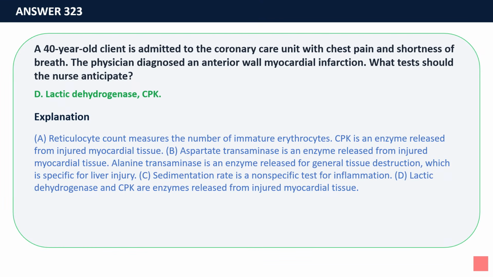Answer: D. Lactic dehydrogenase, CPK. Explanation: A. Reticulocyte count measures the number of immature erythrocytes. CPK is an enzyme released from injured myocardial tissue. B. Aspartate transaminase is an enzyme released from injured myocardial tissue. Alanine transaminase is an enzyme released for general tissue destruction, which is specific for liver injury. C. Sedimentation rate is a nonspecific test for inflammation. D. Lactic dehydrogenase and CPK are enzymes released from injured myocardial tissue.